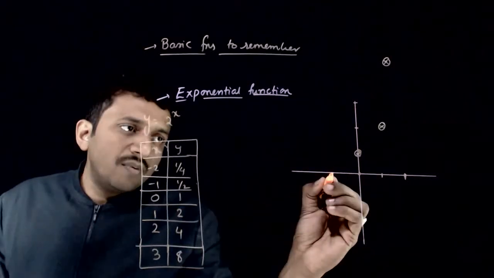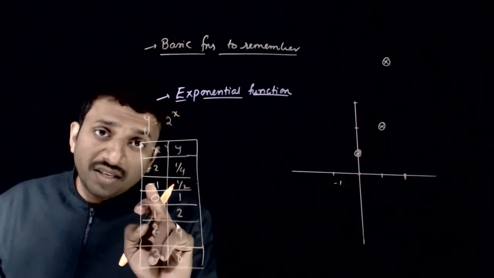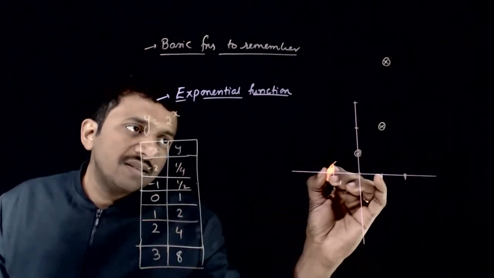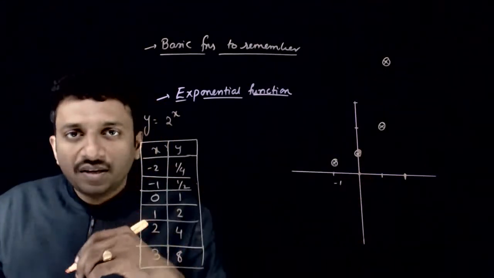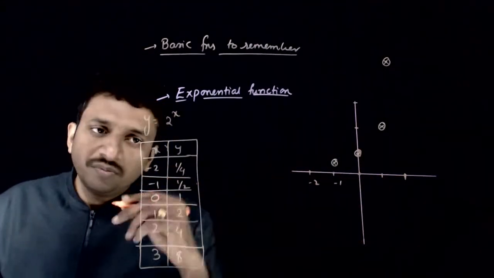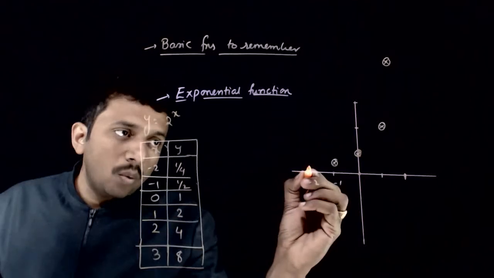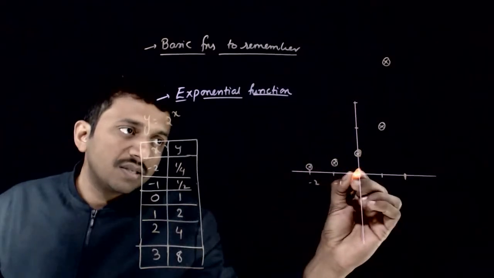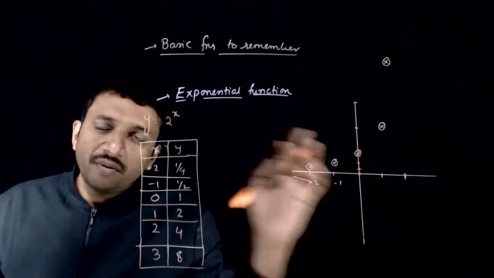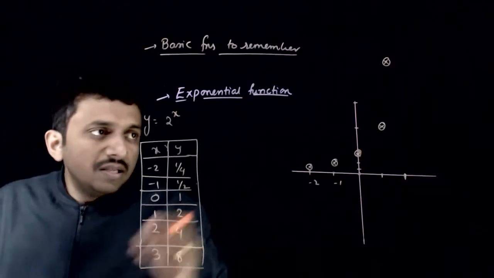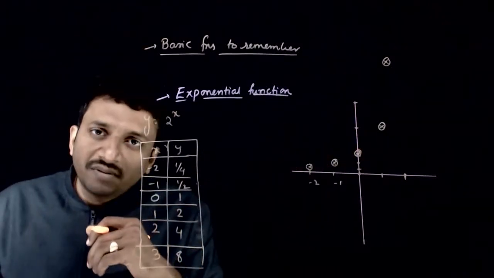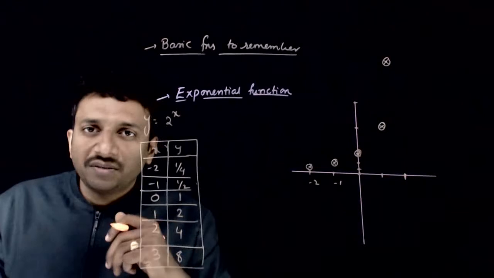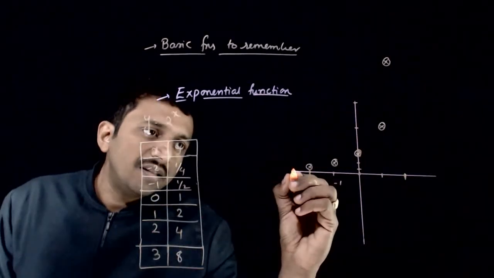And when x is equal to minus 1, the value of y is half. And when x is equal to minus 2, the value of y is 1 by 4. That is 0.5, 0.25. So these are some sample points on this graph. So now if you join all these points, the graph looks something like this.